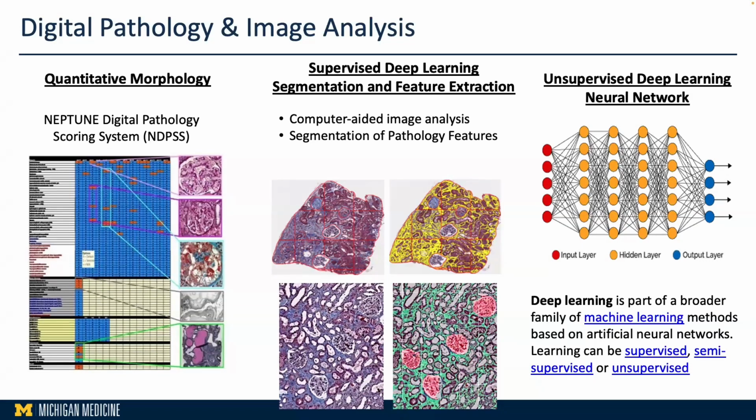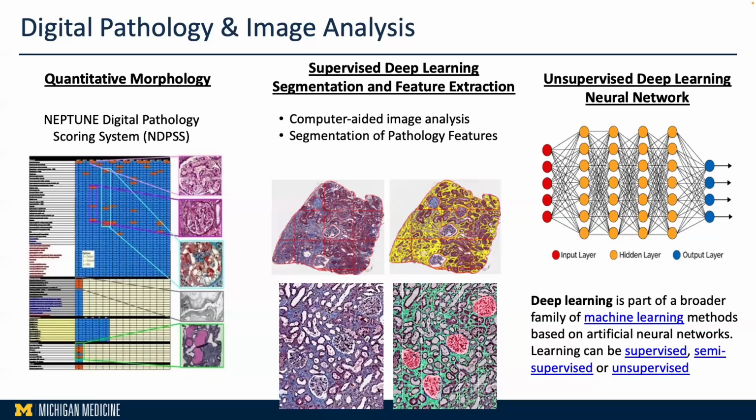Now, digital pathology is crucial to be able to do that, to be able to share the images. But of course, we want to have computer-aided image analysis, such as the supervised deep learning, segmentation, and feature extraction, allowing you to get things like fractional interstitial area and size of the glomeruli, et cetera.